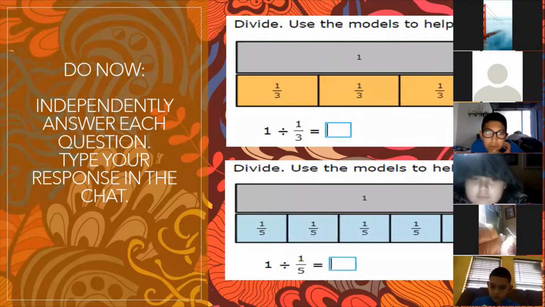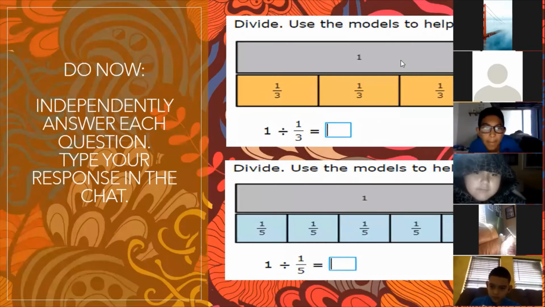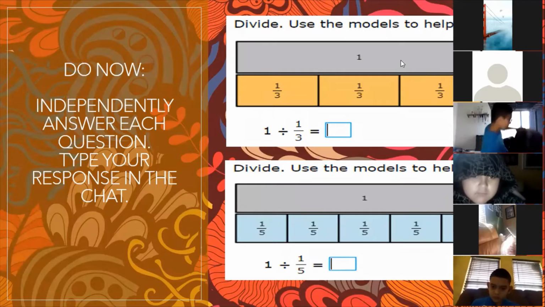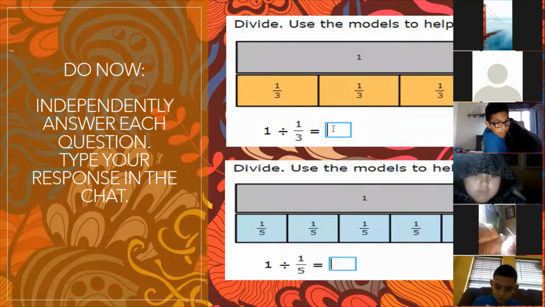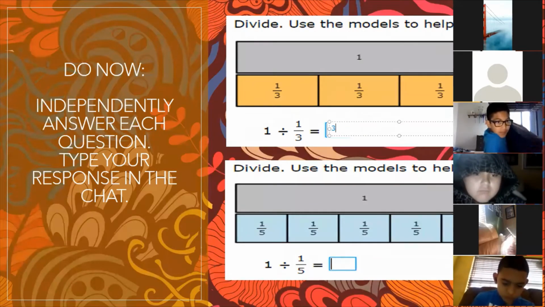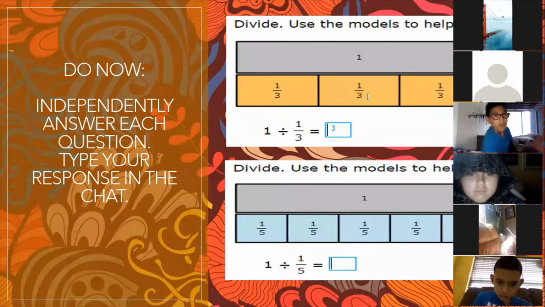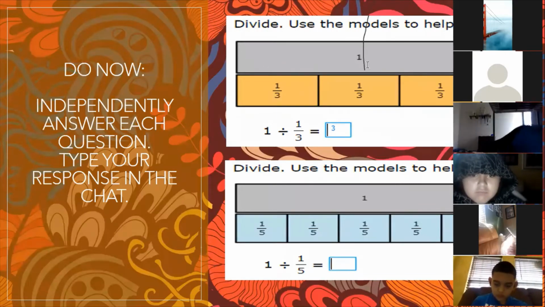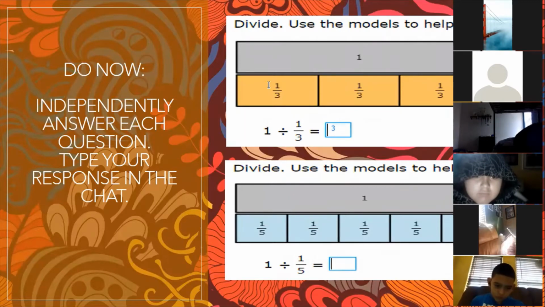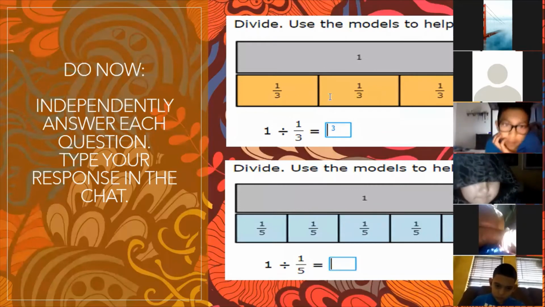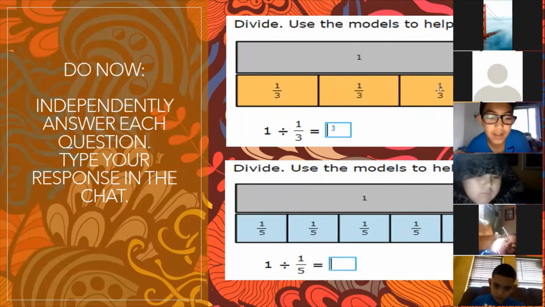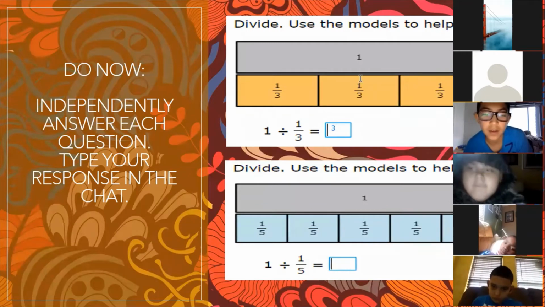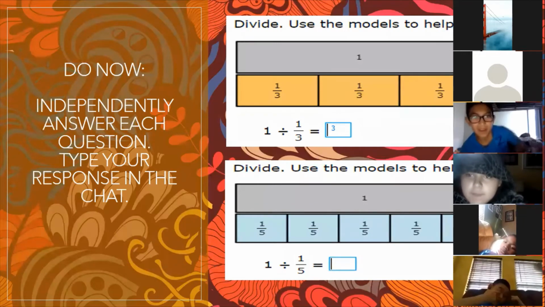All right, great. Let's go ahead and go over these responses. So for number 1, our answer here is 3. I'm not sure I can actually draw on here. Hang on. Our answer is 3. And the reason why is when we look at this problem, we see one whole, and that one whole is broken down into 3 separate parts. If I count how many thirds I can put into this one whole, I have 1, 2, 3. So my answer is 3.